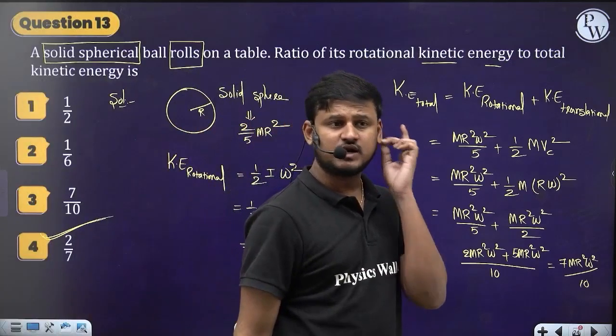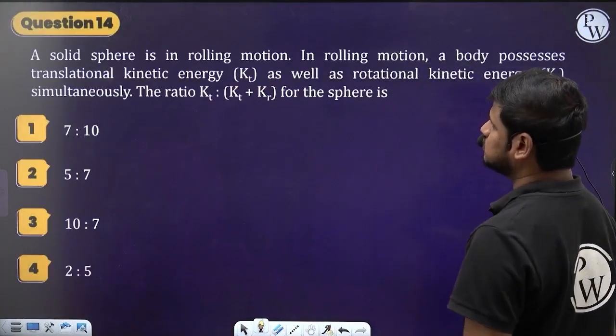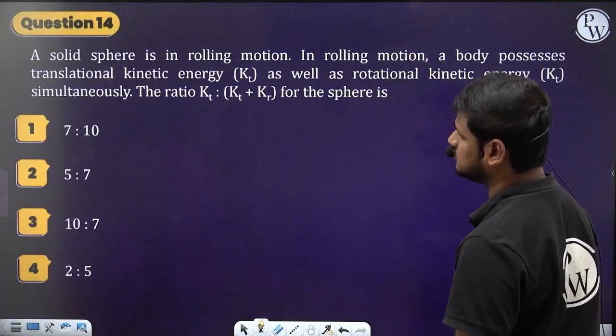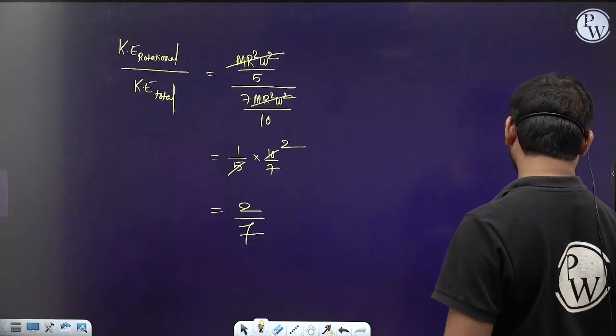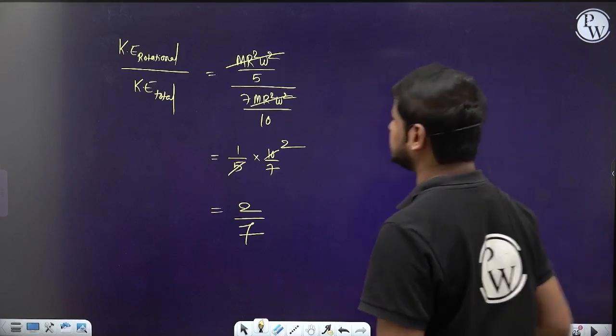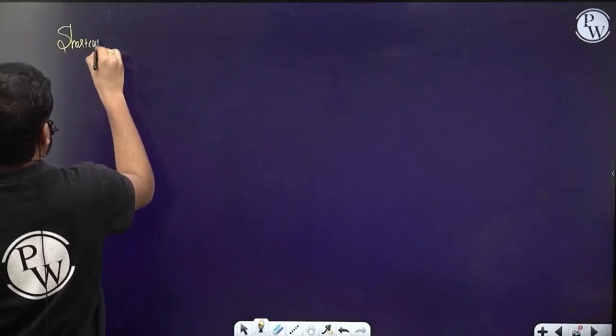Clear? Everyone understood? Chal. So see this question. Can you guys take this question as a homework? Actually there is one shortcut for this method, and you can follow the shortcut also.